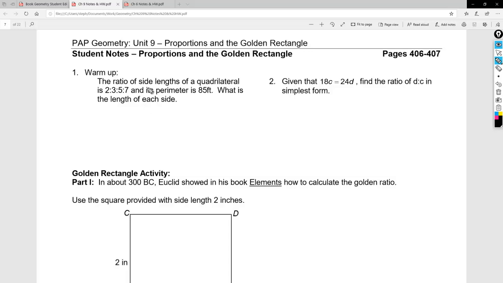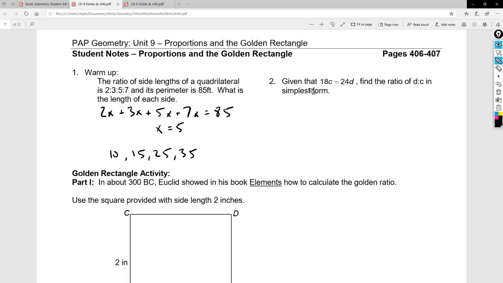Okay, so to solve this, we're given that the ratio of side lengths of some quadrilateral are 2 to 3 to 5 to 7, and then the perimeter is 85. So all that this tells me is that 2x plus 3x plus 5x plus 7x is 85, and the total is 85, meaning x must be 5. Okay, so in order to find the length of each side, I just need to plug 5 into each of these quantities. So that gives me 10, 15, 25, and 35 feet.